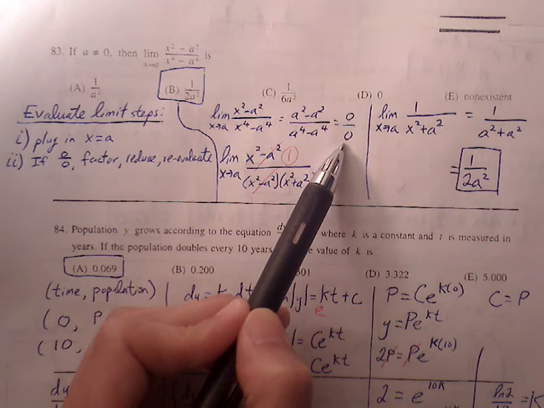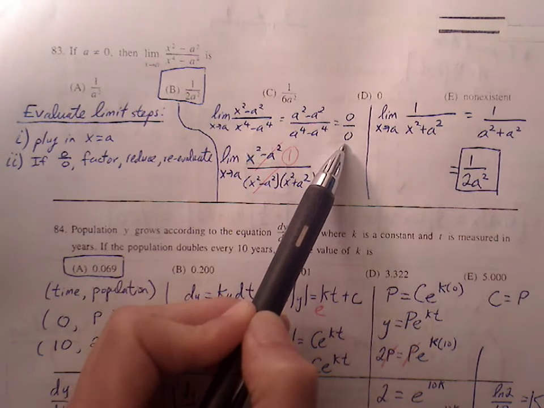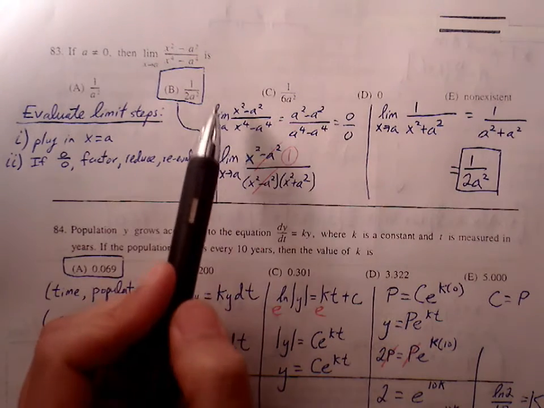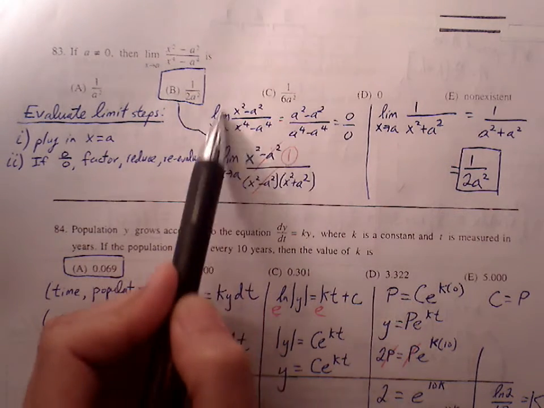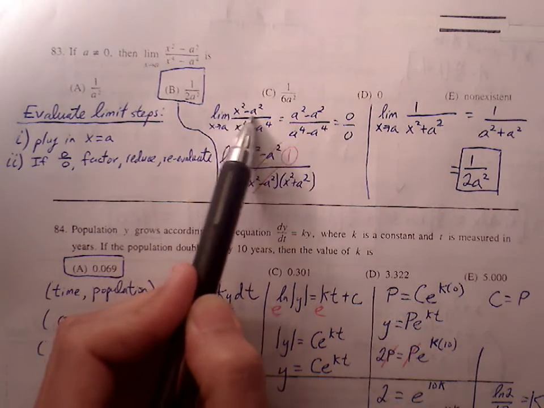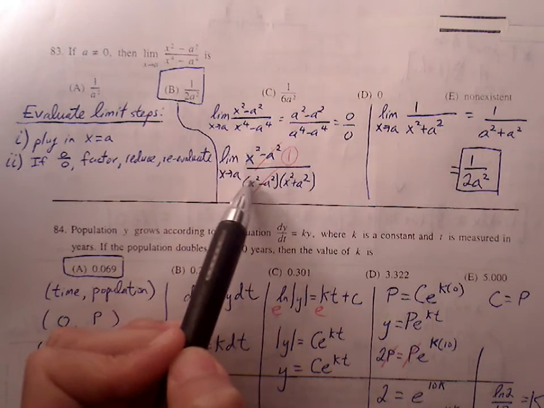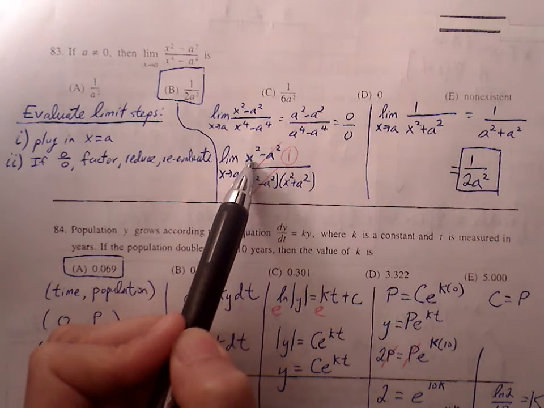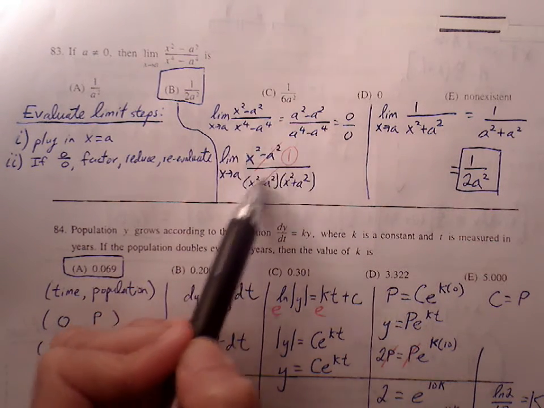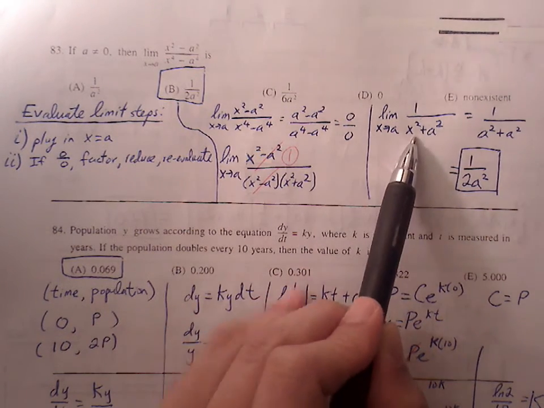So this is not non-existent. That means there's a hole, which means that if we eliminate the hole, we should be able to arrive at a real number or a real expression value. So we're going to see what we can do. This is something that we can factor. So we go back to our original expression. I'm going to do difference of squares for the denominator. I get x squared minus a squared times x squared plus a squared. And I don't have to go any further with the numerator because I see a perfect match. I'm going to reduce. I'm left with 1 over x squared plus a squared.